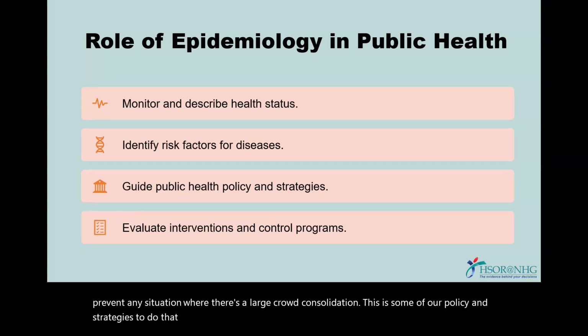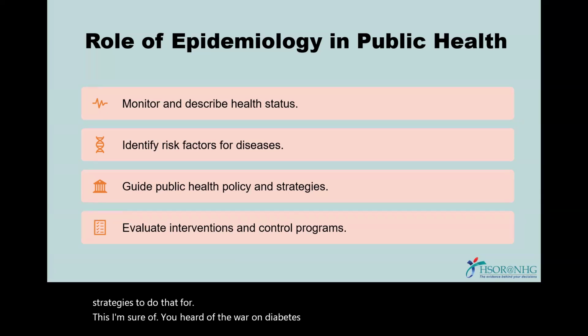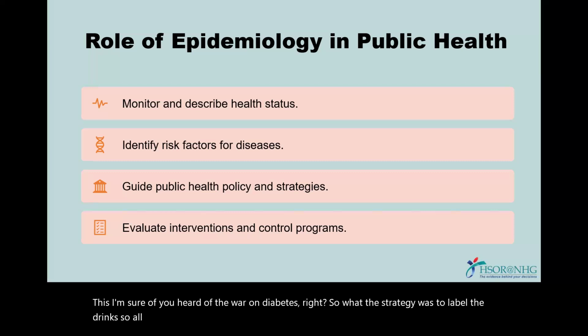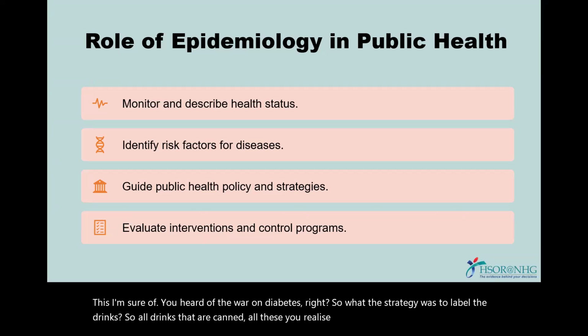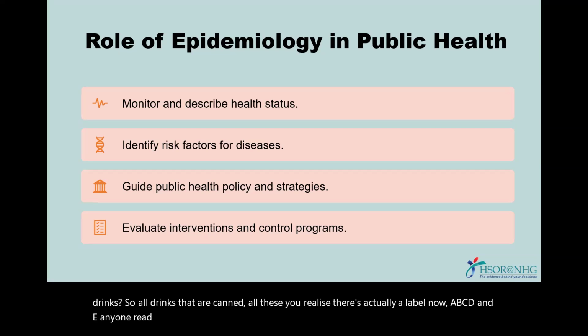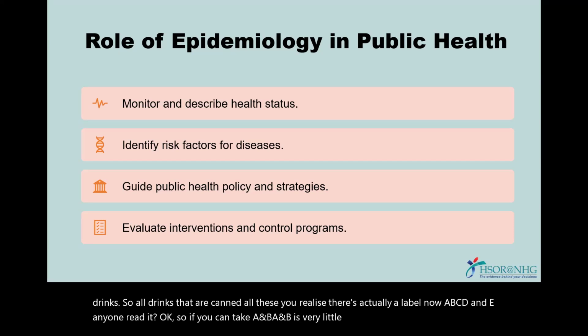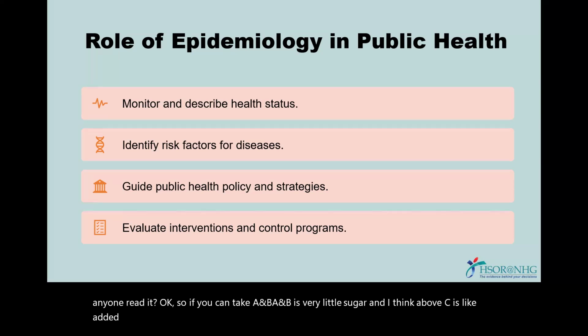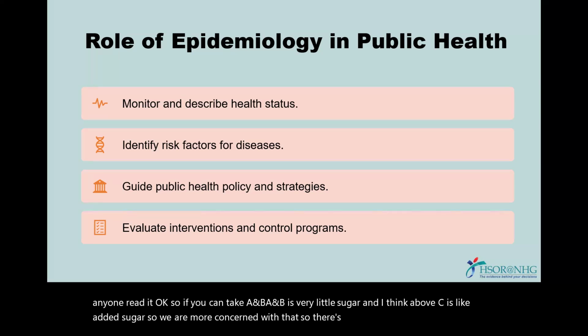For diabetes, I'm sure all of you heard of the war on diabetes, right? So the strategy was to label the drinks. So all drinks that are canned, you realize there's actually a label now, A, B, C, D, and E. Anyone read it? Okay, so A and B is very little sugar. Anything above C is considered added sugar. So we are more concerned with that. So there are some ways you can reduce it.